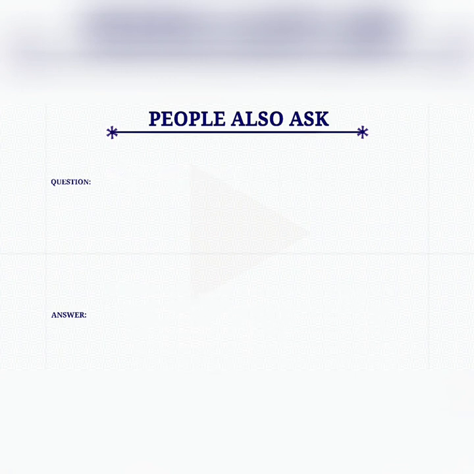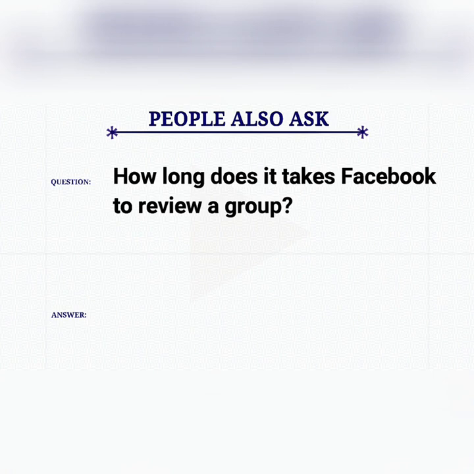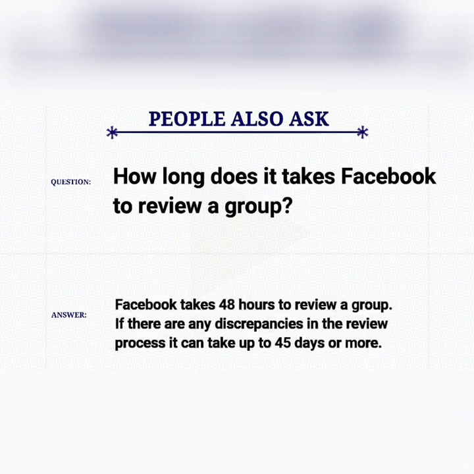How long does it take Facebook to review a group? Facebook takes 48 hours to review a group. If there are any discrepancies in the review process, it can take up to 45 days or more.